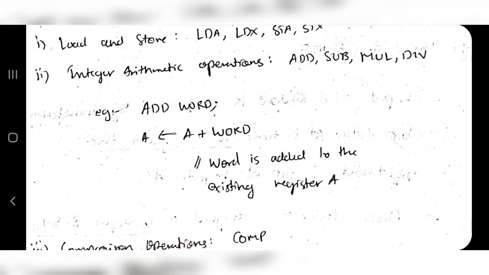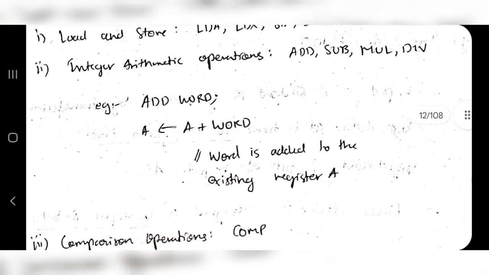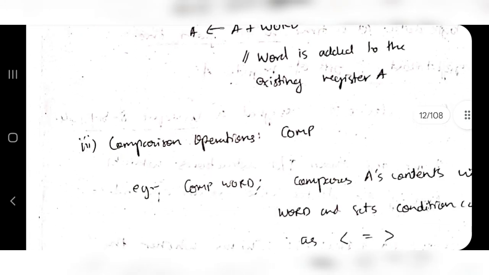Okay, all the arithmetic operations are performed on A only. This is how the system is designed. So that was about the add. Same thing was for the other arithmetic operations as well.